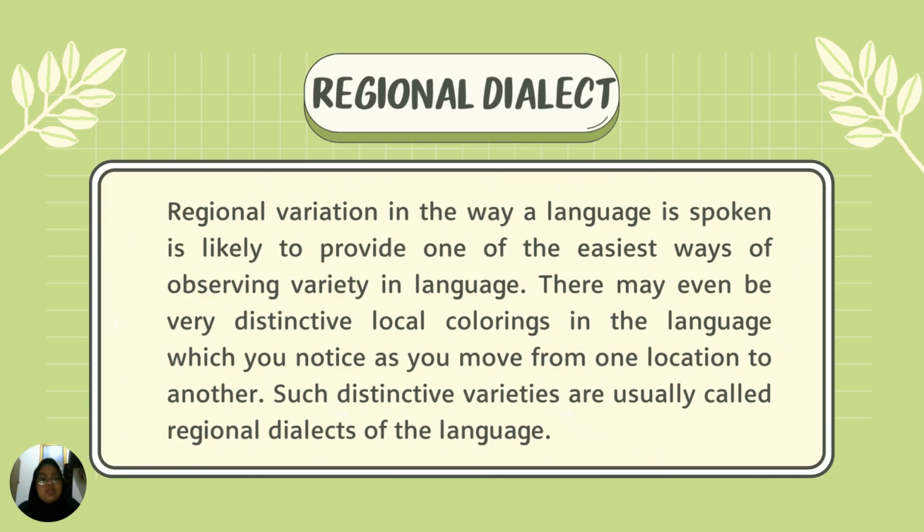The next one, we want to talk about regional dialects. Regional variation in the way a language is spoken is likely to provide one of the easiest ways of observing variety in language. There may even be very distinctive local colorings in the language, which you notice as you move from one location to another. Such distinctive varieties are usually called regional dialects of the language. So regional dialects are actually the easiest way to observe variety in language.